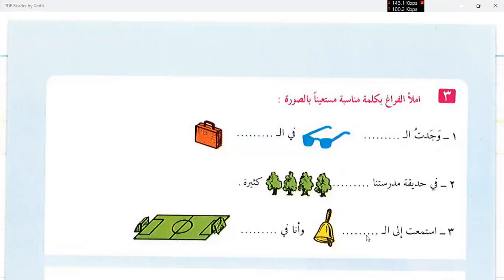What do you say for bell, sir, in Arabic? Jars. Ila al jars. Jim, ra, and sin. Yes, correct. What do you say for playground, sir? Laib is player, right? Yes. But playground will be? Mal'ab. Mal'ab is the playground, okay.